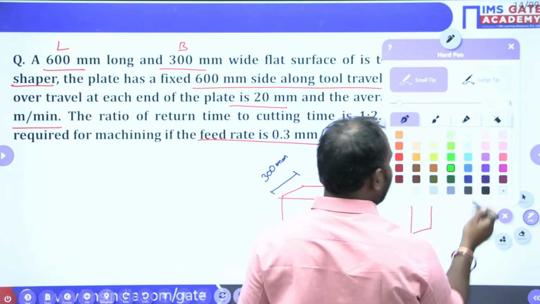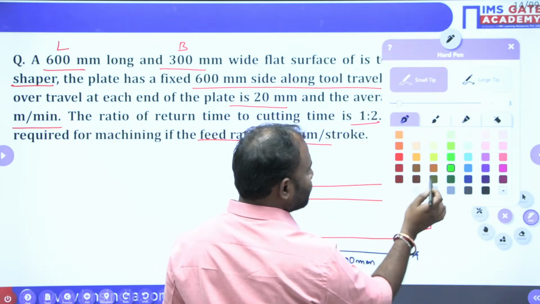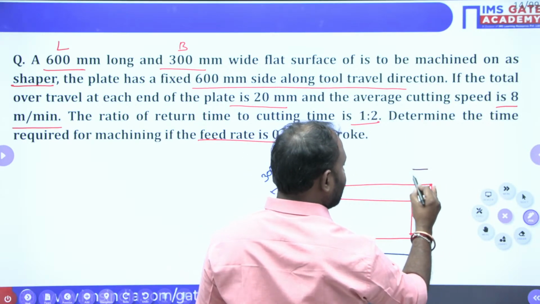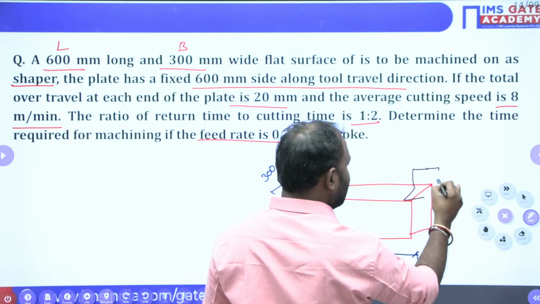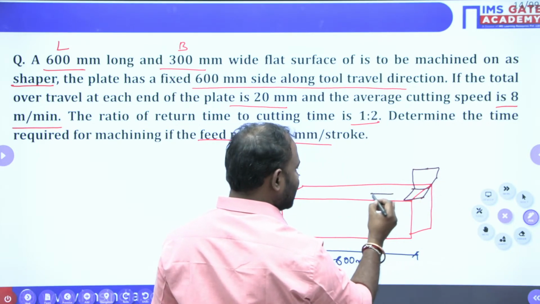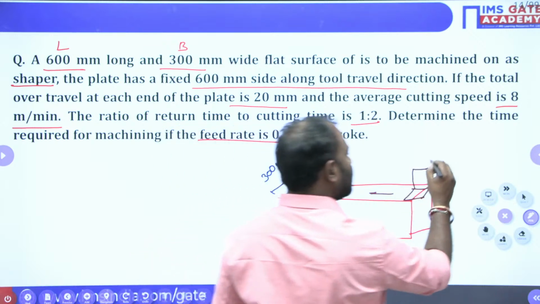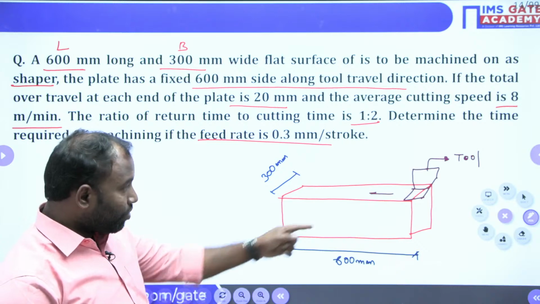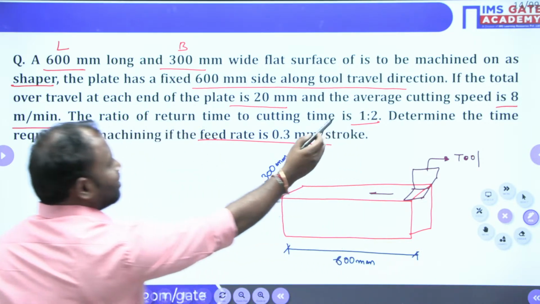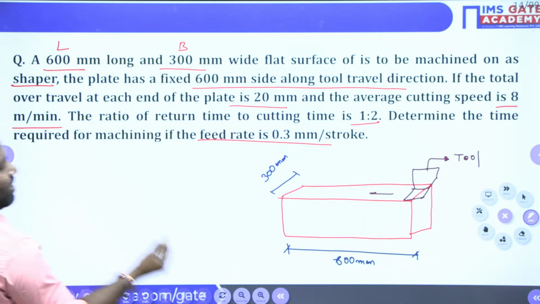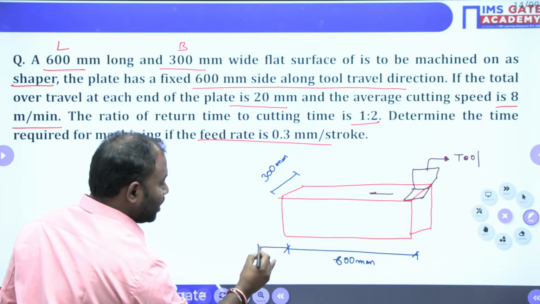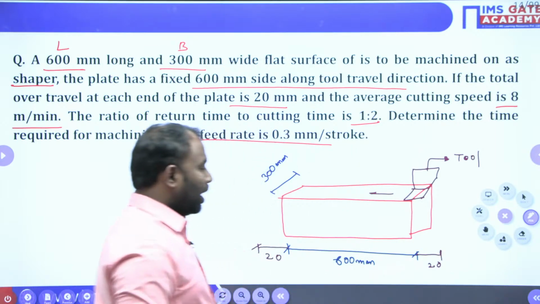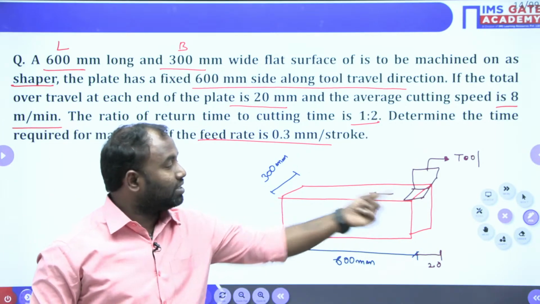I'll show you the tool here. The tool is going to travel in the length direction. This is your single point cutting tool, which travels in the length direction. Now from here, they said that the total over travel at each end, so this end is going to be an overrun of 20 mm, and this end also an overrun of 20 mm. So the approach and overrun of the tool is 20 mm.